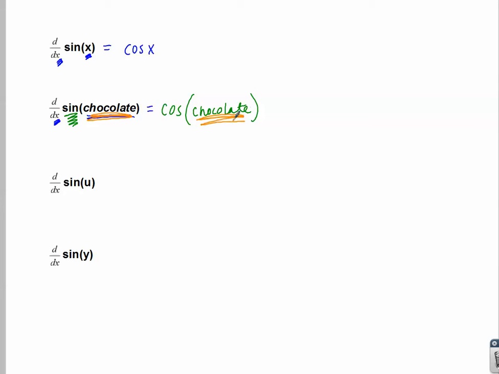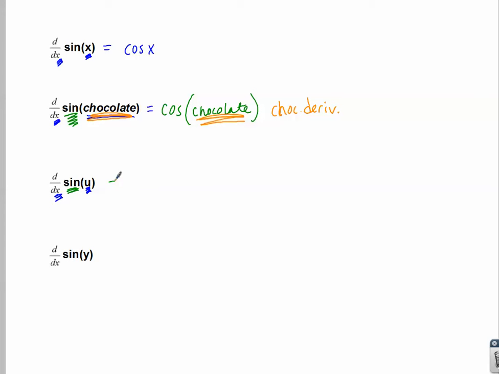If it's different than x, that means it's a composite function. So we take the derivative of the chocolate. Chocolate derivative. What is the derivative of the chocolate? What's the slope of chocolate? Something to ponder. Derivative with respect to x, really what I'm getting at is we have a different variable. We don't see an x there. So that's a chain rule.